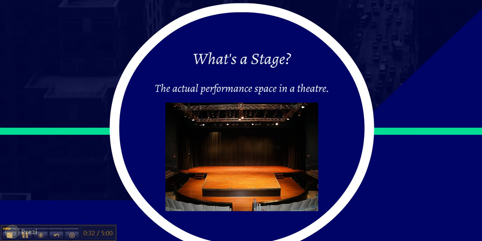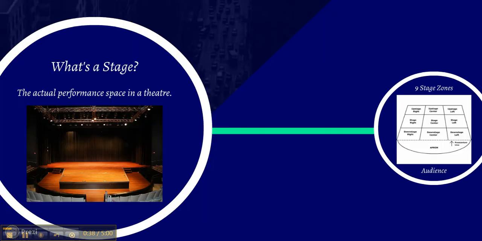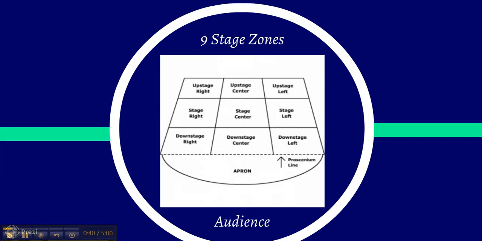First, the stage is the actual performance space of a theater. This is where the action is viewed by the audience. The stage is divided into 9 zones. Think of the stage like a giant tic-tac-toe board.